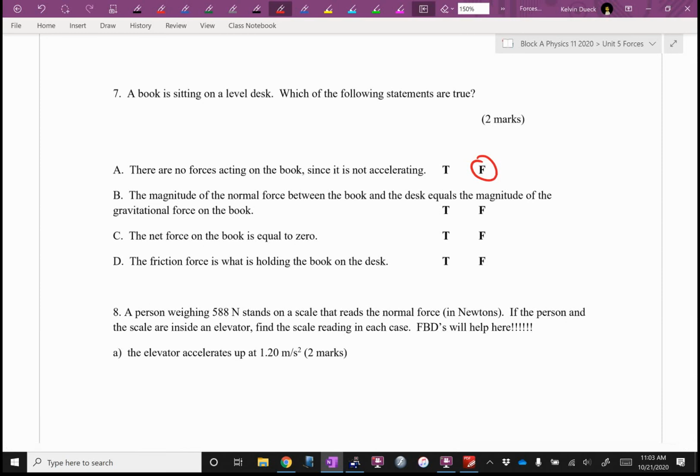That, I think, is true. That's why it's not accelerating. The net force on the book is equal to 0. That's true. That's really what Newton's first law says. If you're not accelerating, your net force must be 0. Friction is what's holding the book on the desk. My go-to whenever you ask me a friction question is I imagine ice and Velcro. If your desk was made of ice, could the book still stay there as long as the desk was level? So friction is not what's holding the book on the desk.